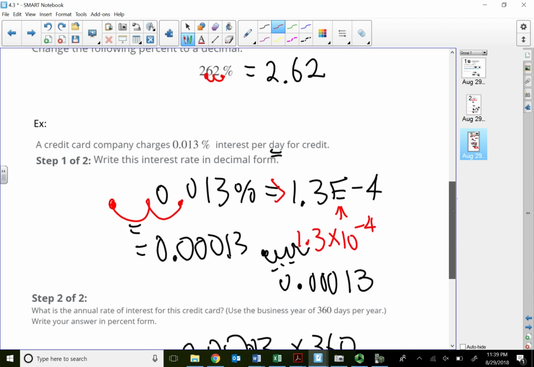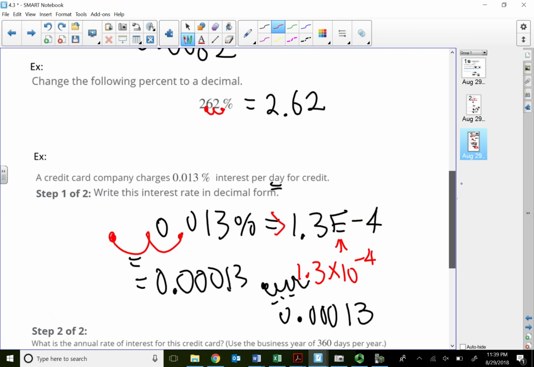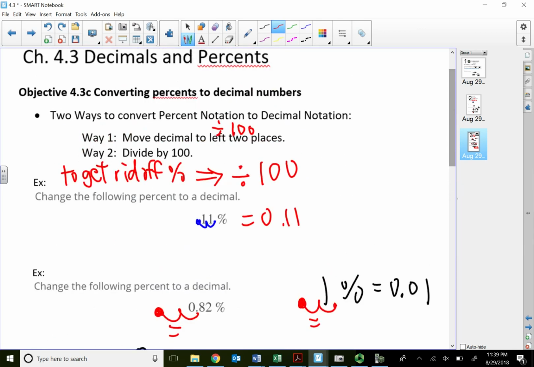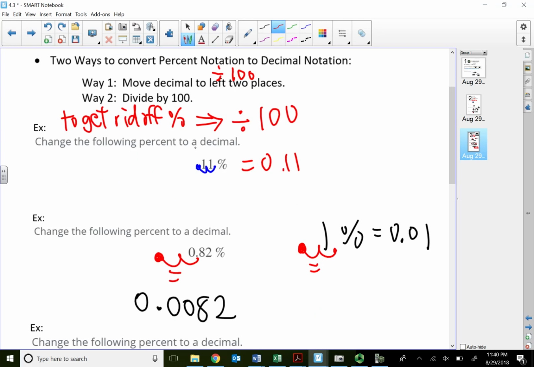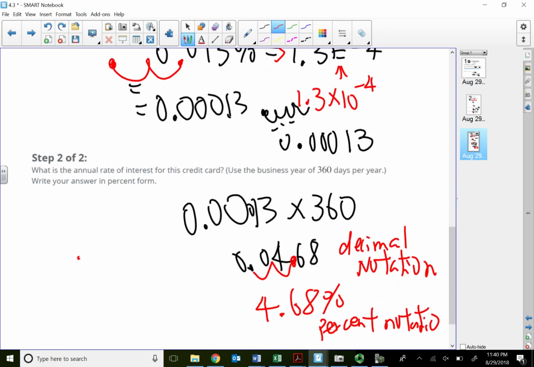So I just quickly showed you how to convert a decimal to percent notation, and how to go from percent notation to decimal: to get rid of the percent, move the decimal to the left 2 places or divide by 100. All right, and that will conclude this lecture video. Thank you for watching.